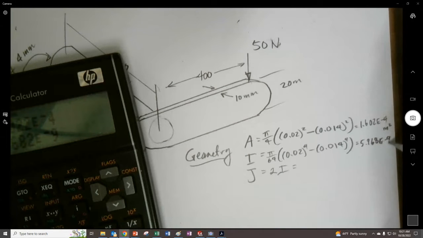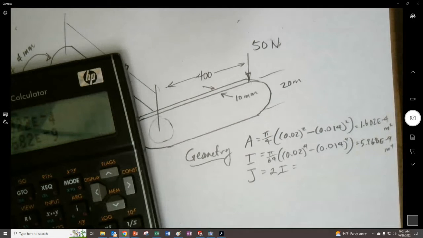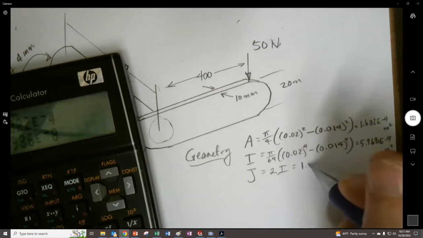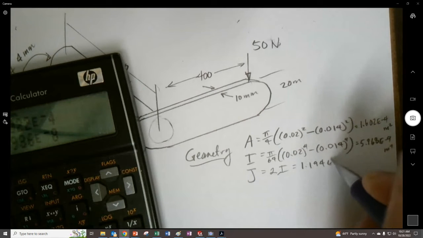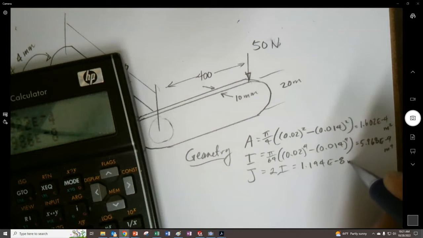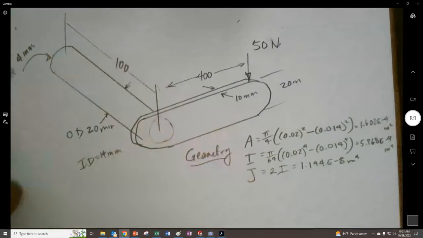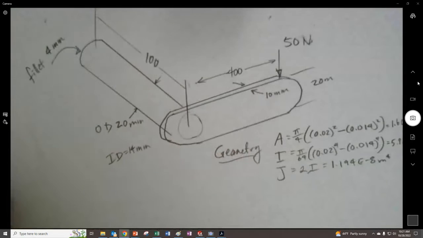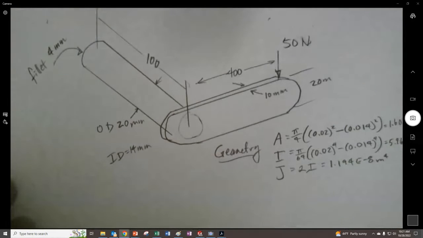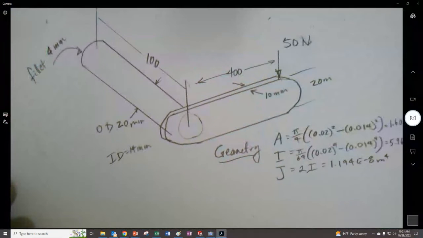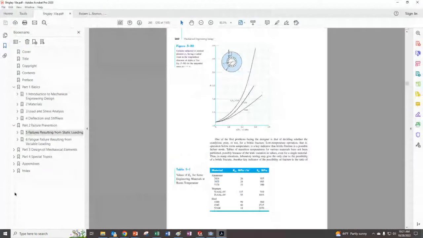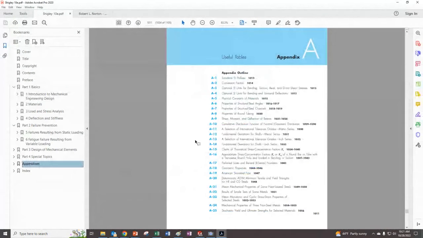E minus 9 meters fourth, and then 2 times that, and you have 1.194 E minus 8 meters fourth. When it comes to the fillet right here, let's take a look at our stress concentrations for a fillet, and bring that over here. That's going to be in the appendix.